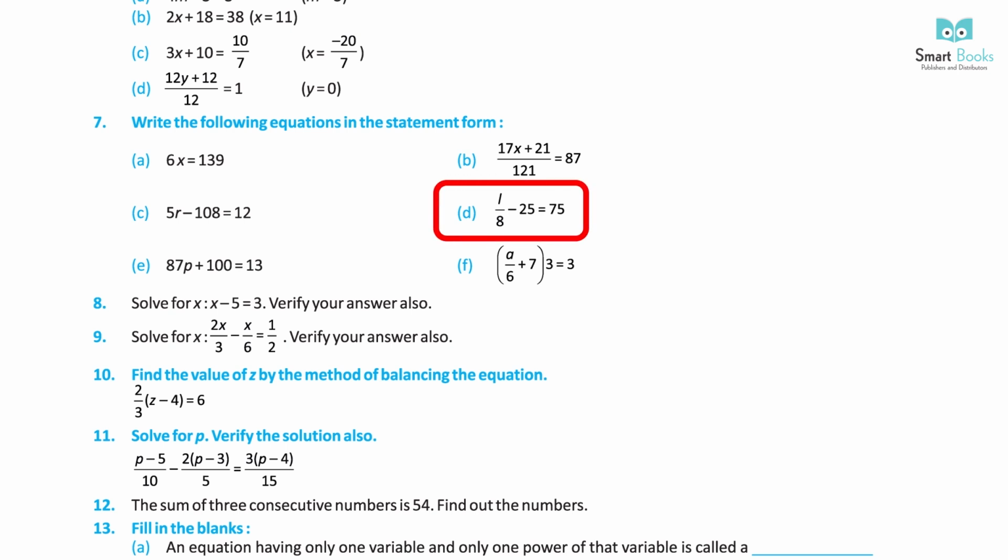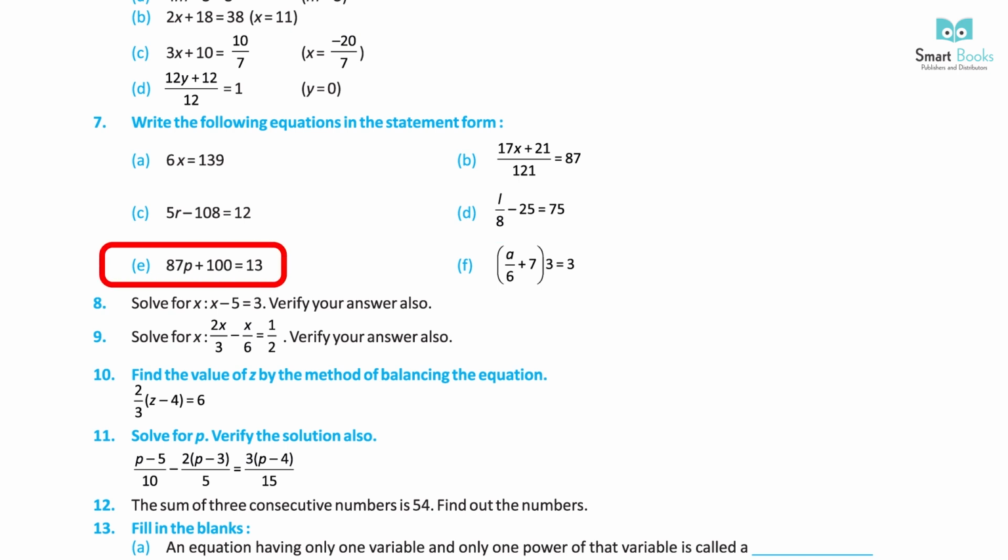L upon 8 minus 25 equals to 75. Solution: 25 is subtracted from a number L gives 75. E. 87p plus 100 equals to 13. Solution: a number p is multiplied by 87 and 100 is added to it. The result is 13.